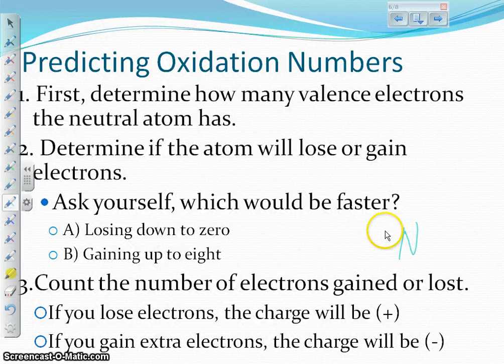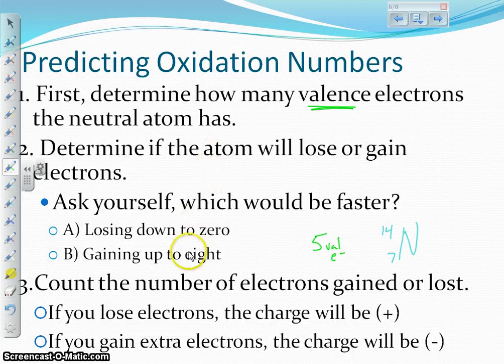Nitrogen happens to be isotope notation. We're talking a 14 and a 7. It's neutral. So how many valence electrons does a neutral atom of nitrogen have? Well, it happens to have 5. So we've got 5 valence electrons.